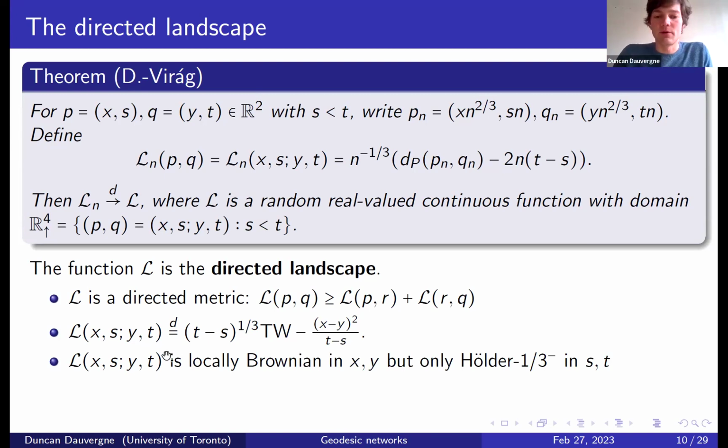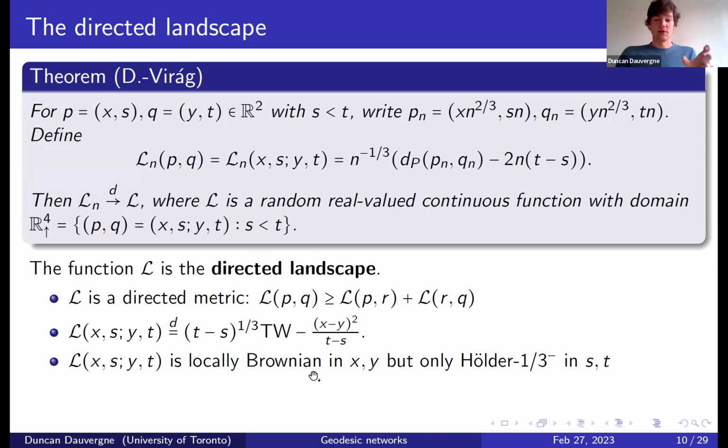Anytime you have a continuum scaling limit, we should ask about the regularity as you vary the parameters. It's a true continuous function, but just like with a lot of scaling limits, it's going to be rough. We have two types of coordinates: the spatial coordinates x and y, and the time coordinates s and t. As you move x or y, what you see is locally just a Brownian motion.